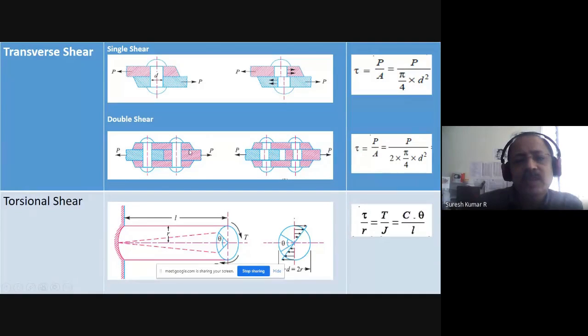Now, same thing, if you observe the butt joint here, a double cover butt joint, the rivet will break into three pieces. That means it is undergoing shearing at two sections. So we call this double shear, and the area that is available for resistance is 2 into pi by 4 d square.